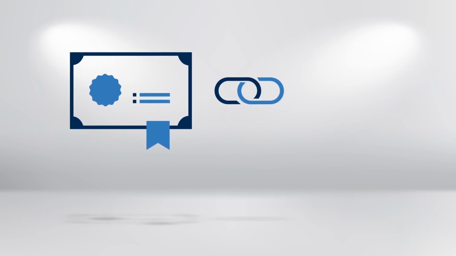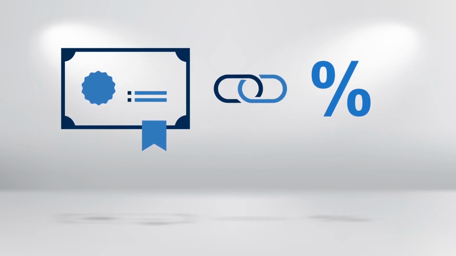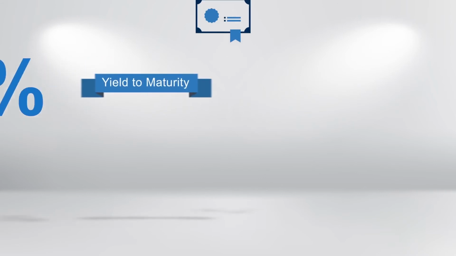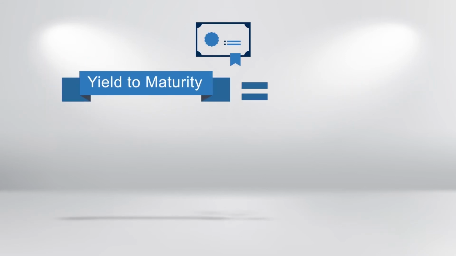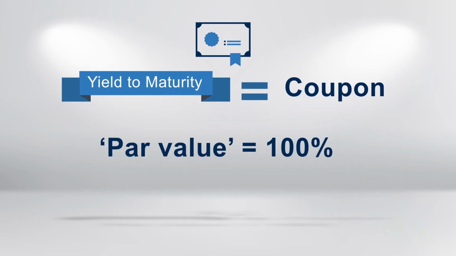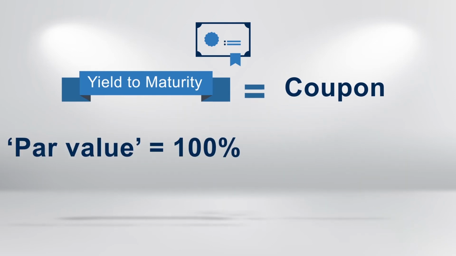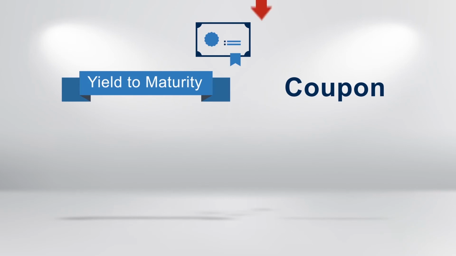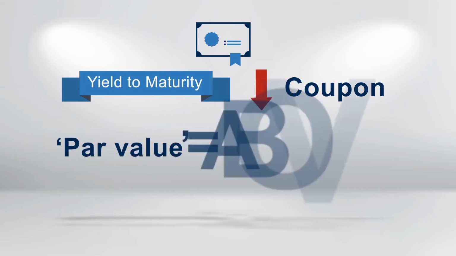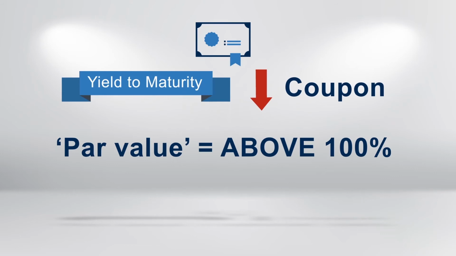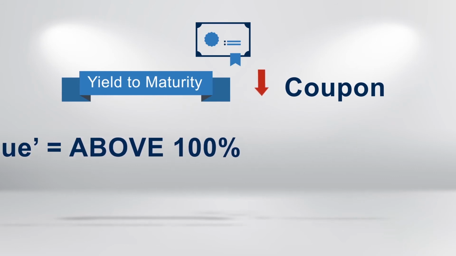So let's take a moment to summarise what we've discovered about the relationship between bond prices and interest rates. If the yield to maturity of the bond is the same as the coupon, then the bond will be trading at its par value. That's 100%. If the yield to maturity of the bond is lower than the coupon, then the bond will be trading at a premium to its par value. The price will be above 100%.